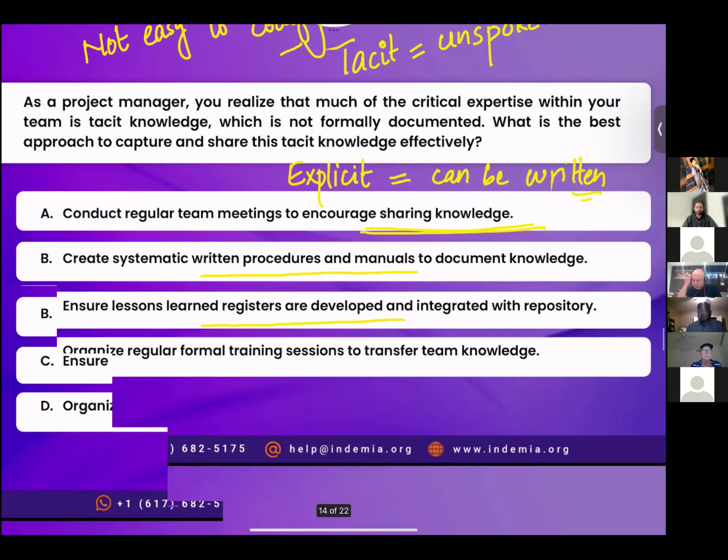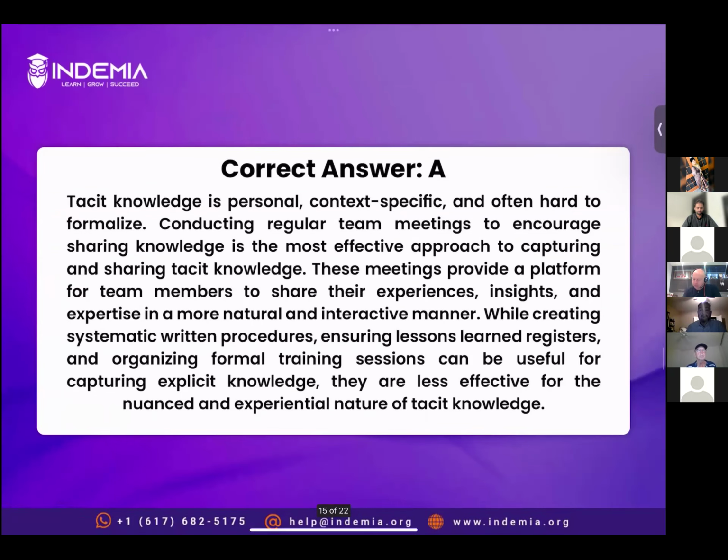Let's read the explanation. So this is personal, this is context specific, right? And you need a more natural and interactive environment where people can share their thoughts and experiences. All right, next question.